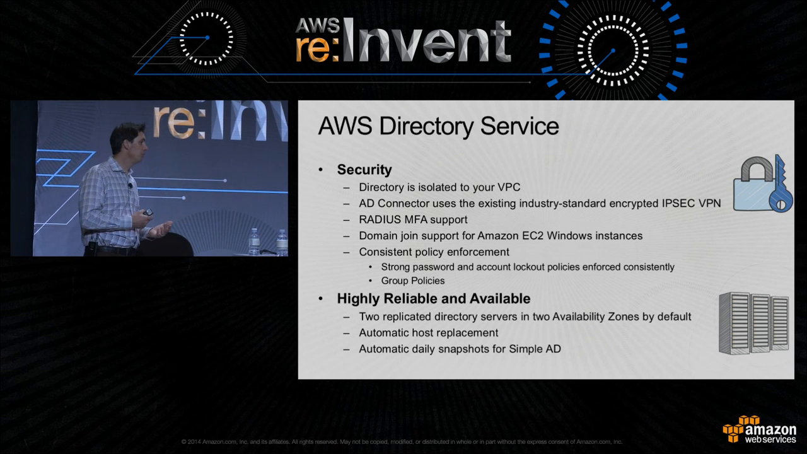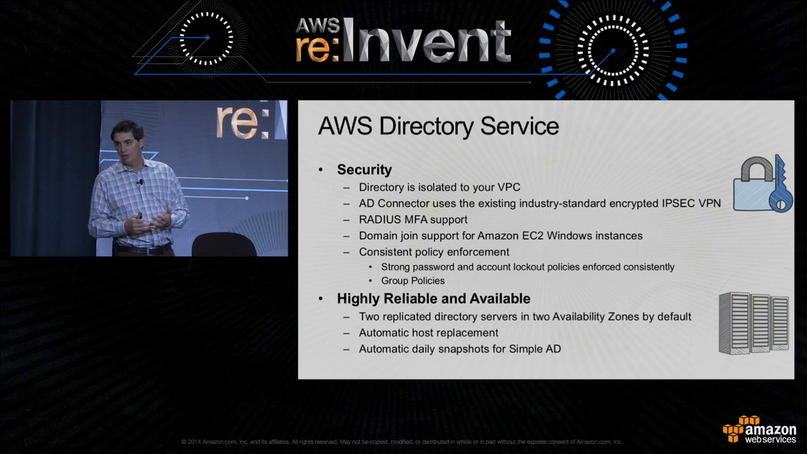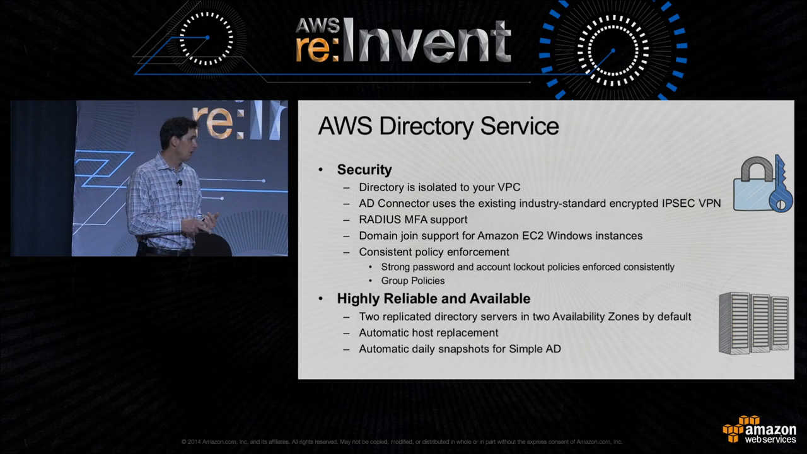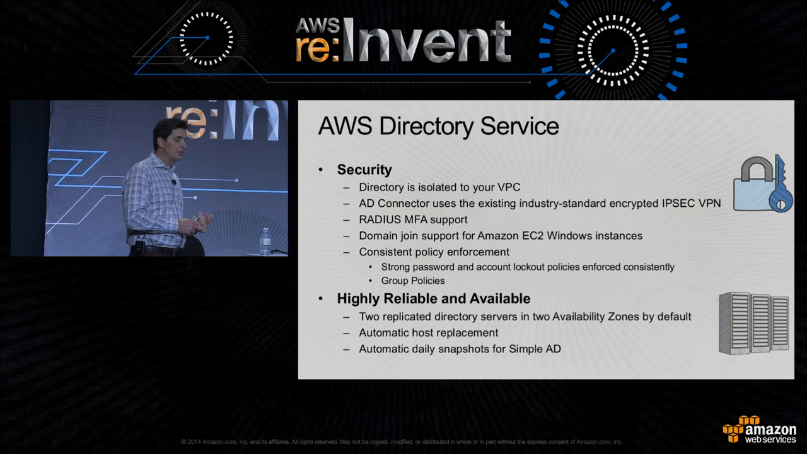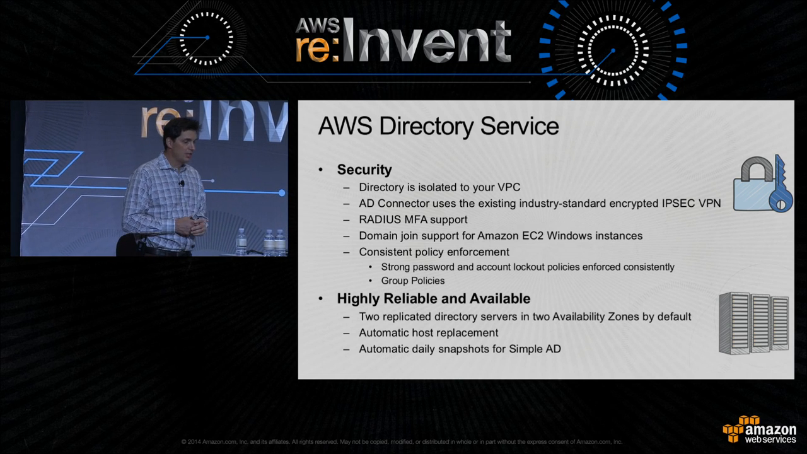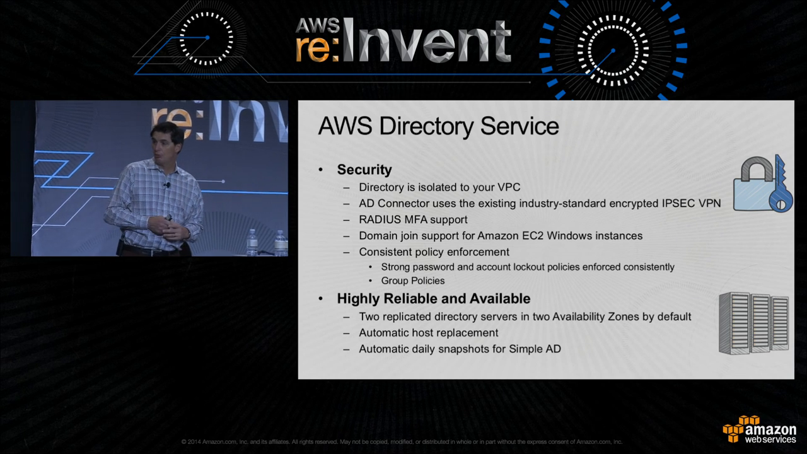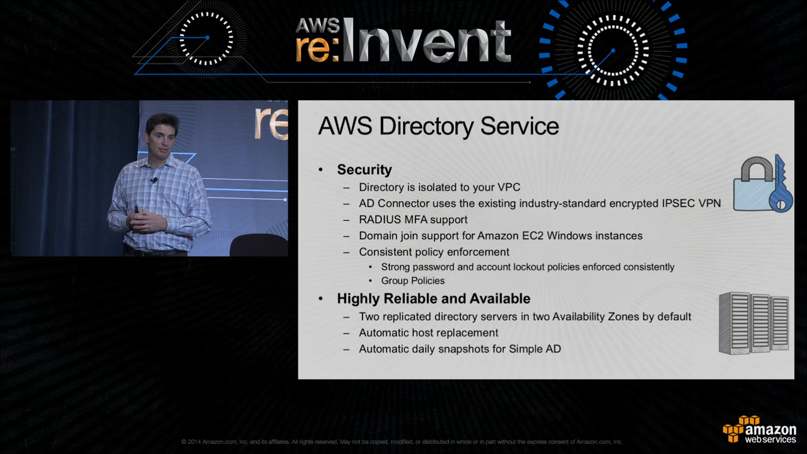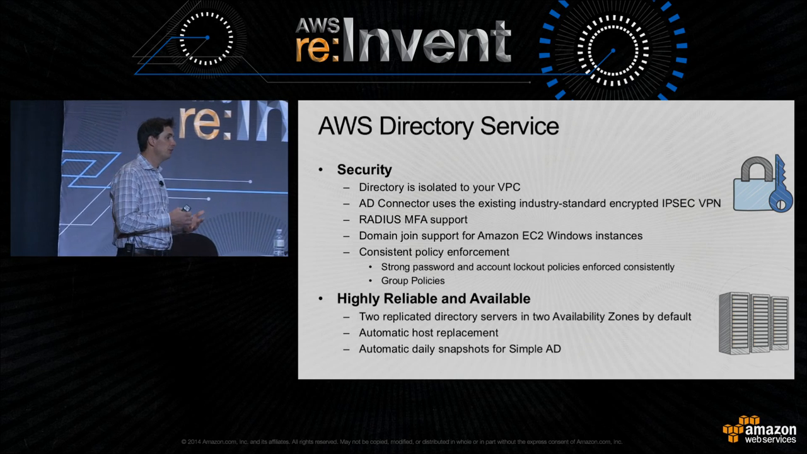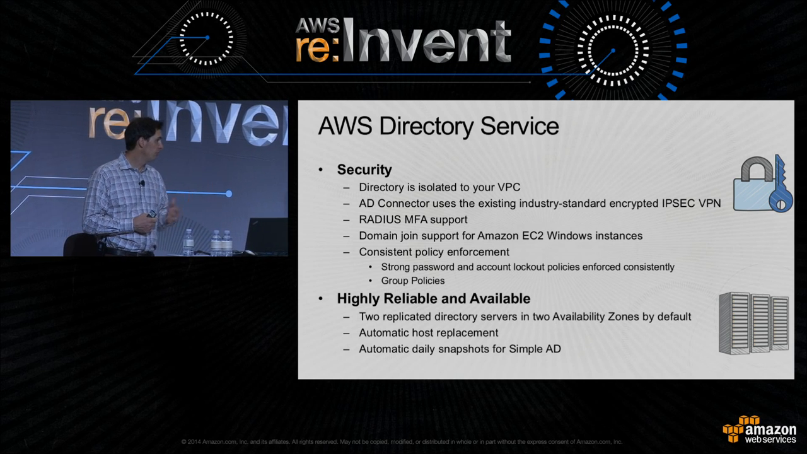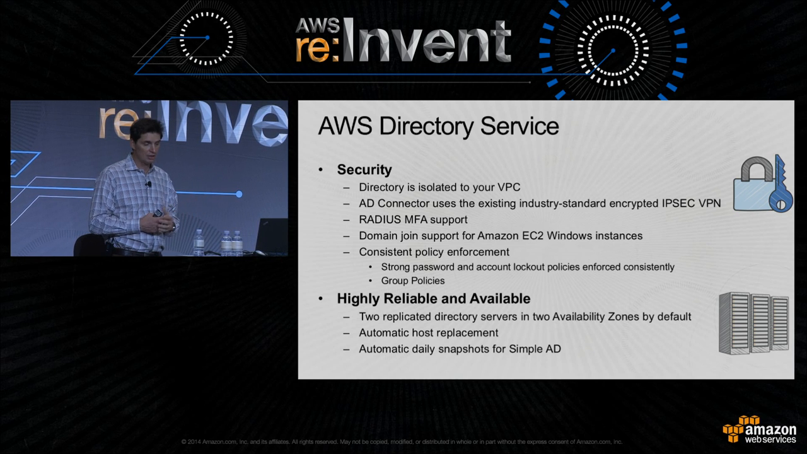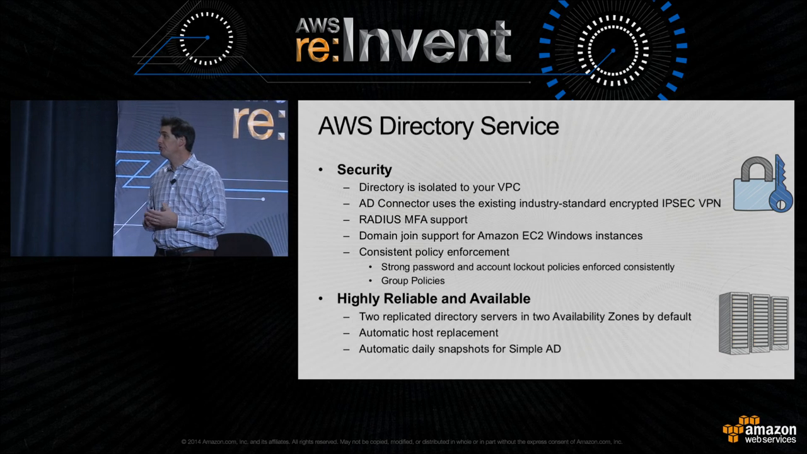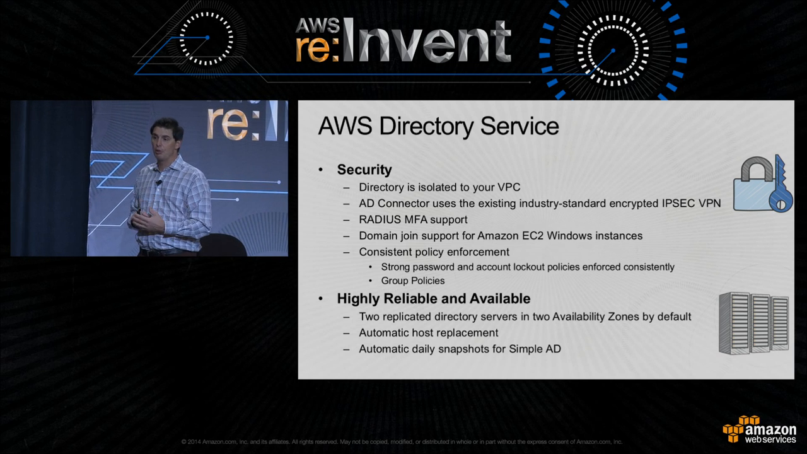So security, obviously, when you're dealing with identities, is super important. Both of these services only work with VPC, Virtual Private Cloud. The connector uses industry standard authentication and supports Radius MFA. This is really designed to integrate with existing Radius solutions, so we're not introducing a new type of multi-factor authentication. It's really connecting to your existing systems. And then you can domain join Windows instances against that, and ensure you have consistent policy enforcement.